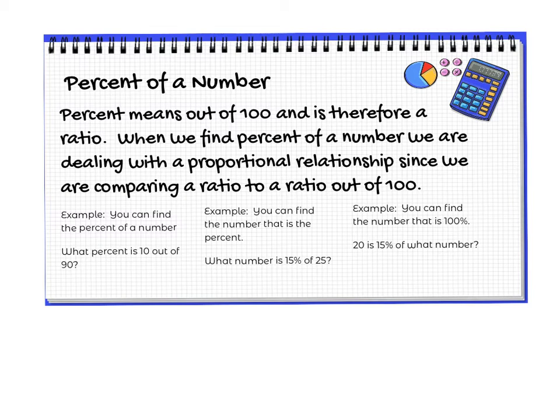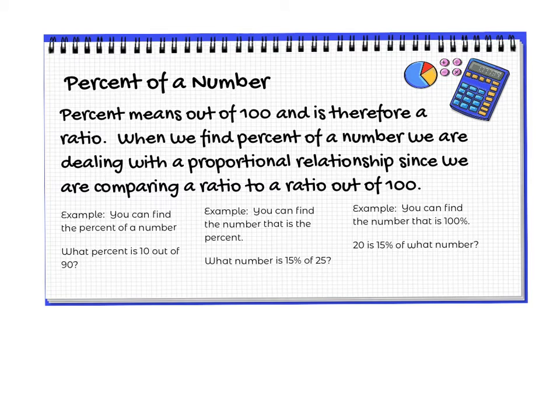Are we going to be adding tax because we're shopping? That's a percent. Or tip, because that's a percent. Or are we going to be deducting because I'm saving money? I have a 20% off coupon or something like that. Okay, so the 100% is where we start. So therefore it's a ratio, because we are always comparing our situation to a number out of 100 for percent. So when we find percent, we're dealing with proportional relationships, since we are comparing a ratio to a ratio out of 100.